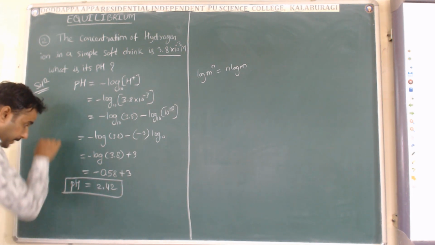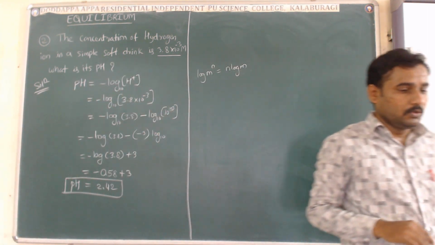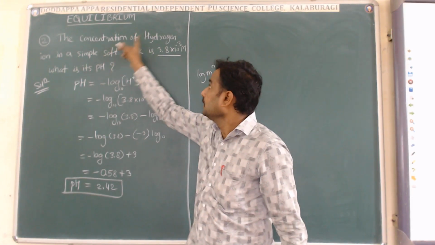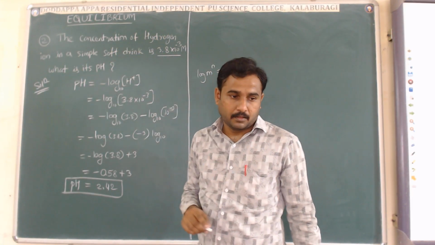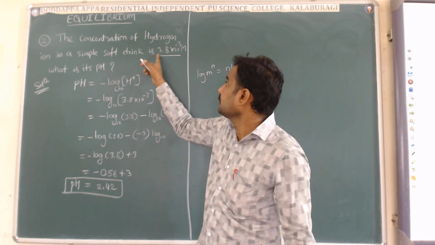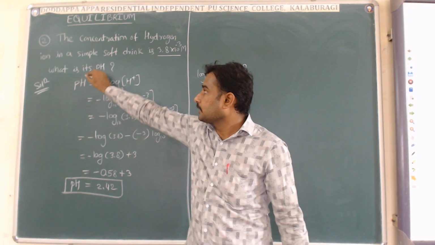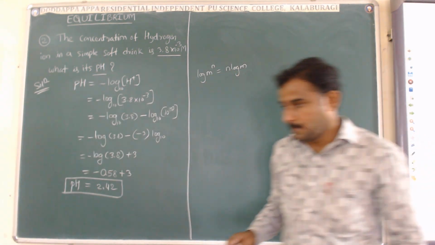We have found out the pH. The pH is 2.42. So this is what we have found out: the pH from the hydrogen ion concentration in a soft drink. The hydrogen concentration is 3.8 into 10 raised to minus 3 molarity. Now we have found out the pH. Next one.